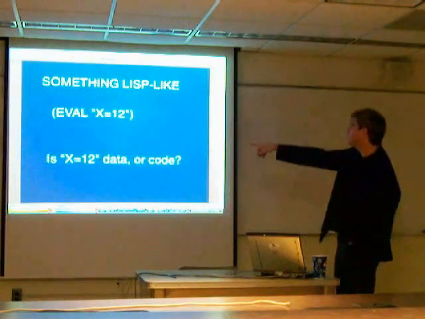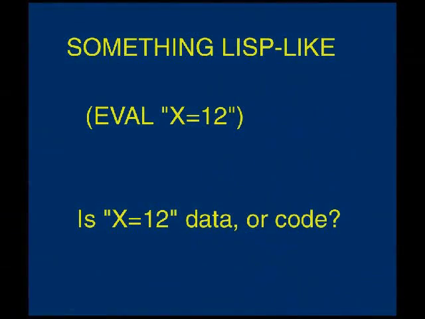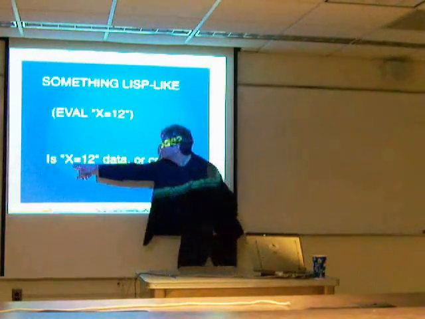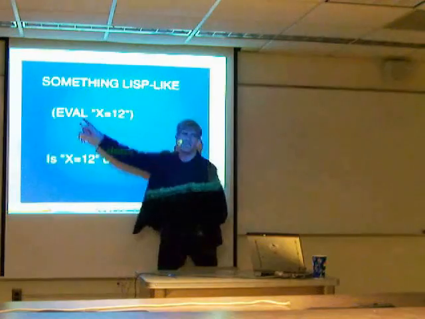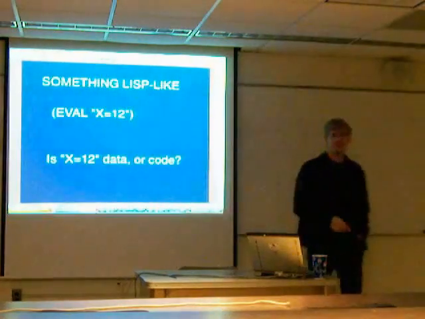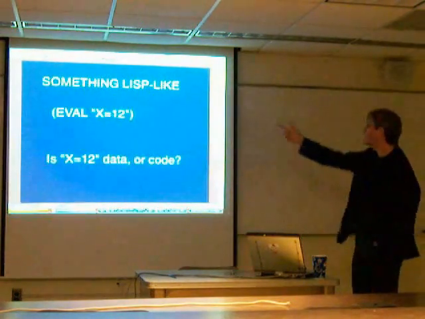And so you can look at the string x equals sign 1, 2 and say, is this data or is it code? And again, you can't tell just by looking at this. The only way you know if it's data or code is by looking at the stuff around it, by looking at how it's interpreted. Is it sent to a function that measures its length, or is it sent to eval?